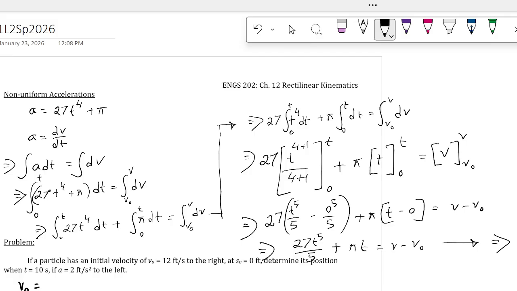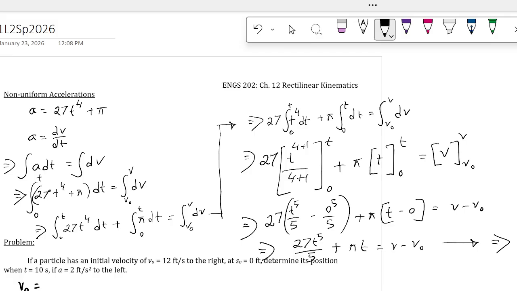That's your equation for the final velocities, right? What is the initial velocity? V0. Make sure you understand what happened here. First of all, this is a non-uniform acceleration. Non-uniform acceleration means what? The acceleration value can change, right?